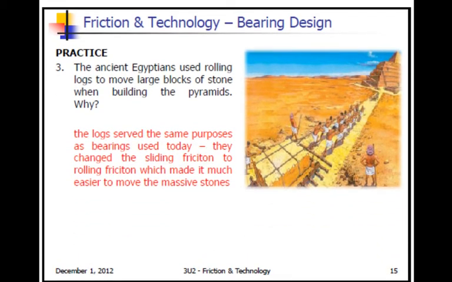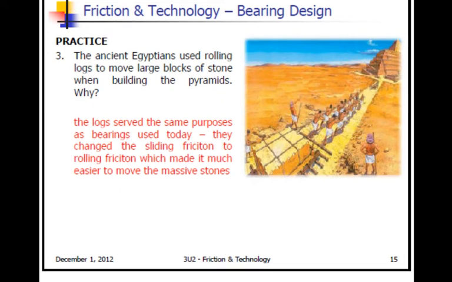Here we're talking again about how the Egyptians used rolling logs to move blocks. This is the same idea as bearings. Basically, rolling friction being less than sliding friction, they could move blocks with less force applied, which would make it easier to move those large blocks around the desert.